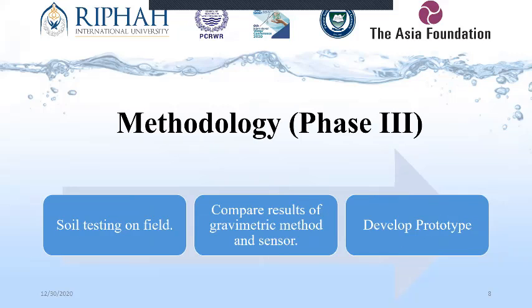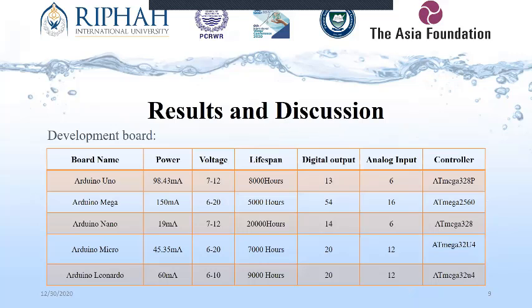In phase 3, after the calibration, we again test soil for our results and compare with the gravimetric oven dry method, so we can conclude whether our sensor is accurate or not. And finally, we develop a prototype.